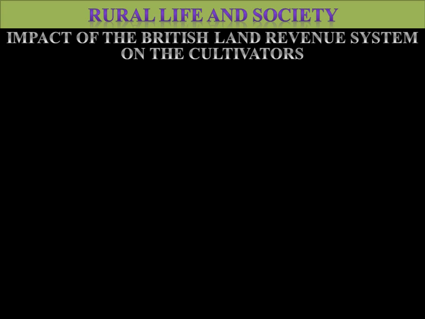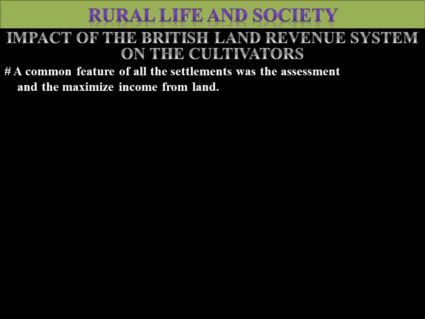Next, we are going to study the impact of the British land revenue system on the cultivators. A common feature of all the settlements was an assessment that maximized income from land. It resulted in increasing land sales and dispossession. The peasants were overburdened with taxation. Due to the tax burden and famines in general, the people suffered in poverty and were burdened with debts.